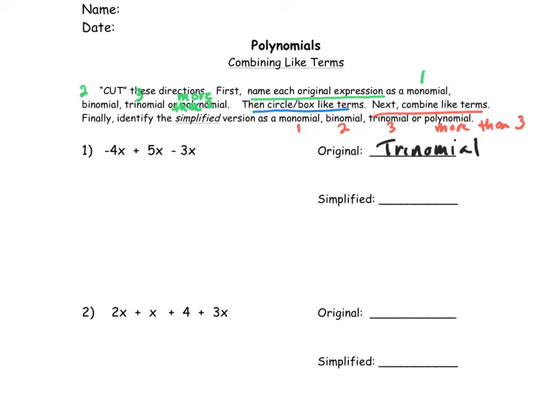And then it says then use the circling and boxing method for like terms. So we're going to circle negative 4x. We're going to circle plus 5x. And we're going to circle minus 3x. So here's a high school way of looking at this. These plus and minus signs, we're going to look at like positive and negative signs.